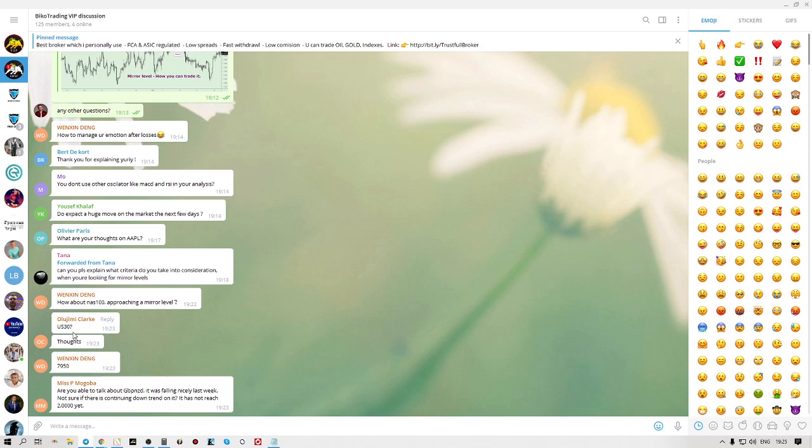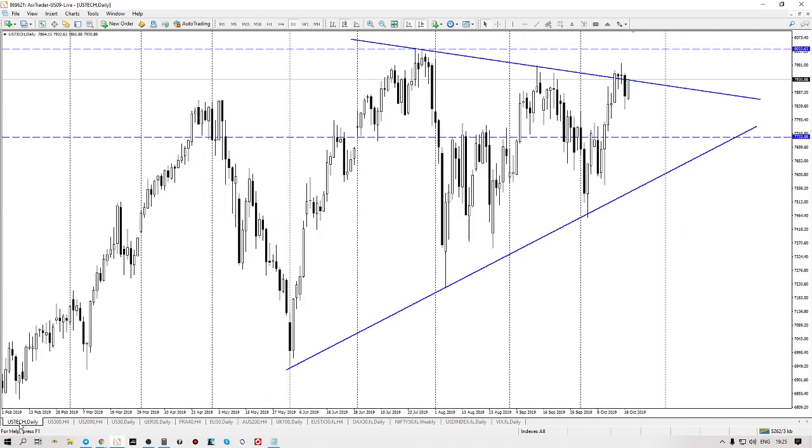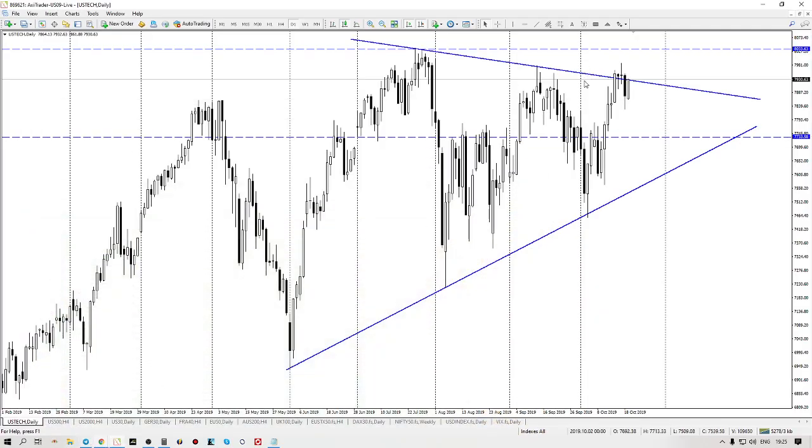7,950, 7,900. 7,000 mirror level. It is when price was already at 7,900. What do you mean? I don't see a mirror level. Open the daily chart and there is no mirror level at this point.